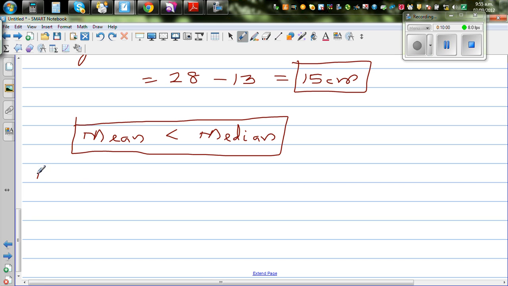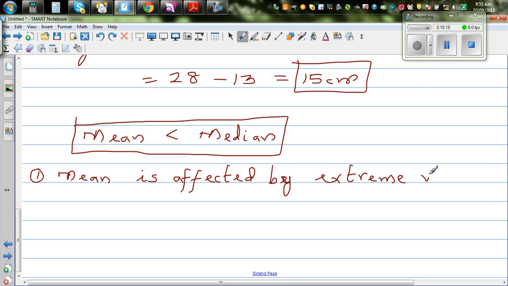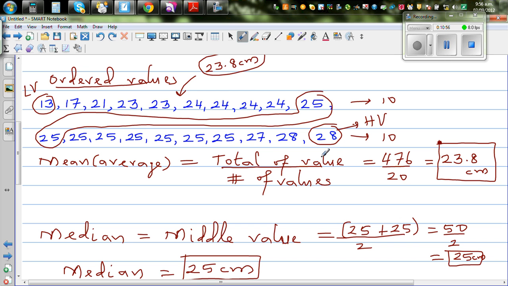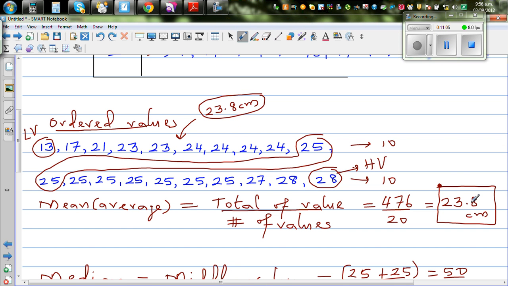So you can say, first thing is, the mean is affected by extreme values. In some books, they also call it an outlier. The extreme values of 13 and 17 make the mean less than the median. In the mean you're taking into consideration all the values. You add all the values and divide by the number of values. So this value pulls the mean to the left, making it less than the median.